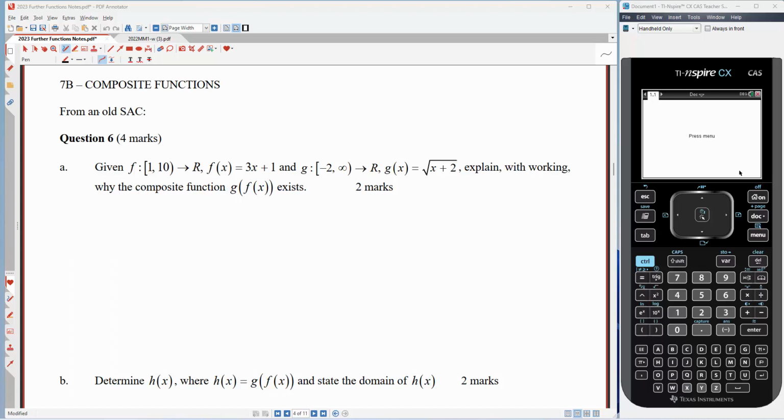So in this video, what we'll do is just review composite functions. We'll start with this old SAC problem here. We've got a linear function here and a square root function here, and I need to explain with working why the composite function g of f of x exists.